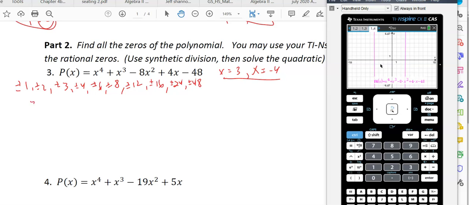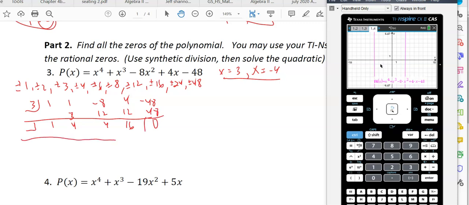Let's take out the 3 first. So let's divide out the 3. And we get 1, 1, -8, -4, and -48. Let's see if this works. 3, that's a 4. That's 12, that's 4. That's 12, that's 16. That's 48, that's good. That's 0 remainder. In the box there, only go up to where the remainder is. And we're going to put -4 in the box. Divide that out. Hopefully get this down to a quadratic. That's the goal.